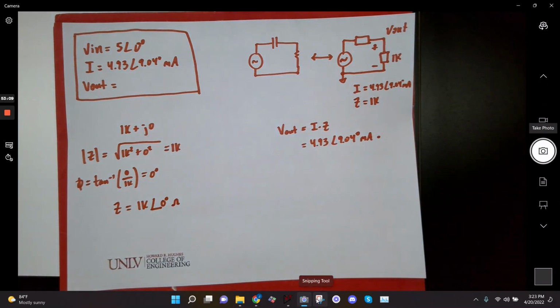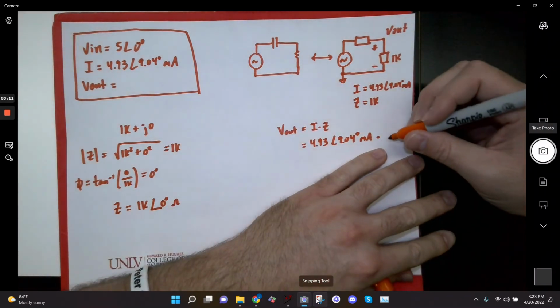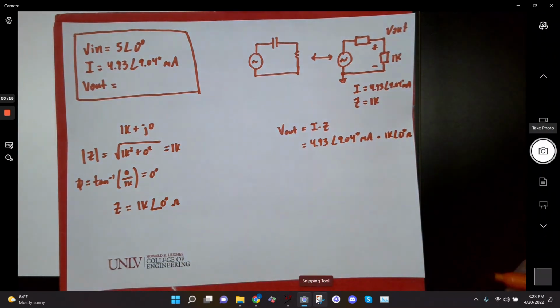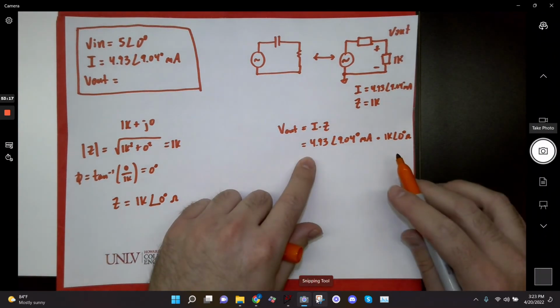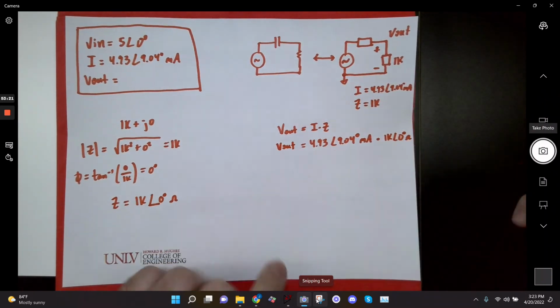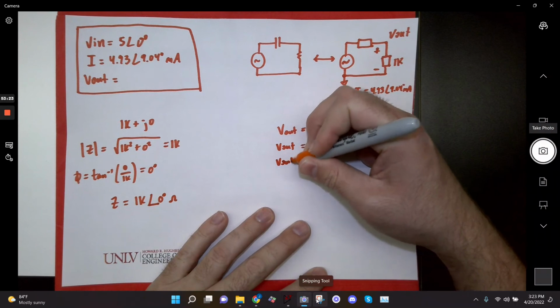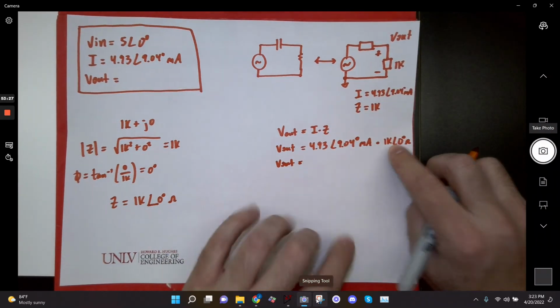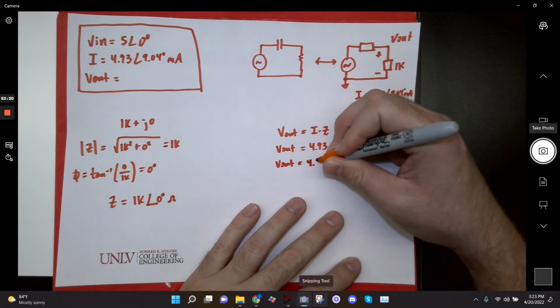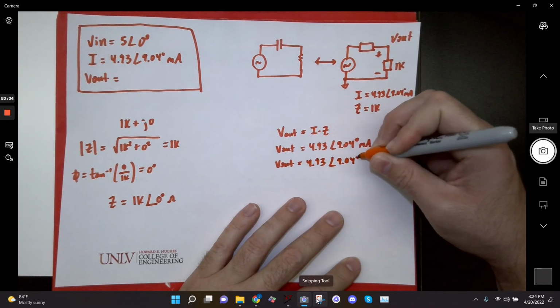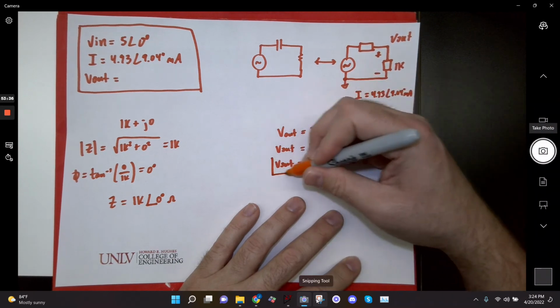All right? Multiply this by 1K angle 0 ohms. And like I said, when I want to multiply two phasors, all I do is multiply their magnitudes and add their phases. So Vout is going to be 4.93. I have a milli and I have a K. The milli and the K go away, so I just get 4.93 volts basically. And I add their phases, angle 9.04 degrees. That's Vout.